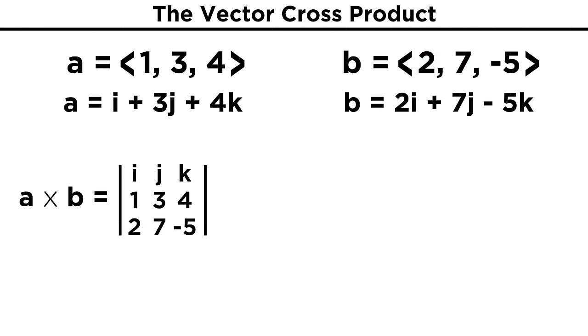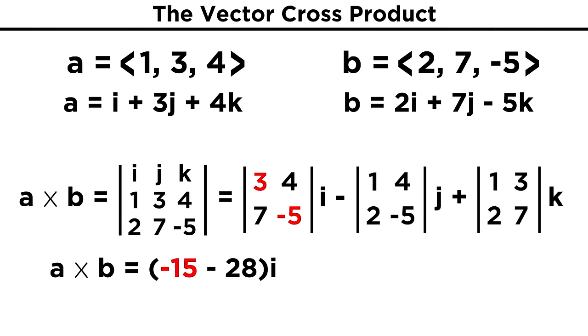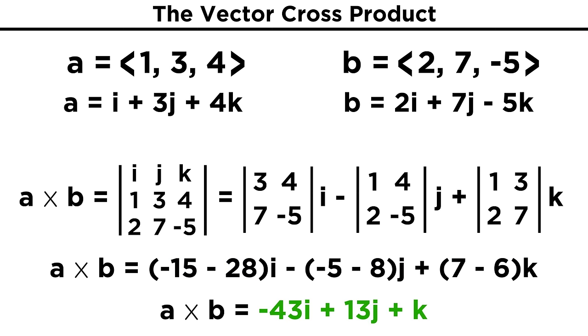We know how to get the determinant of a 3x3 matrix, so this is no problem. We just get i times the determinant of this 2x2 matrix, minus j times the determinant of this one, plus k times the determinant of this one. Now we can find each of these determinants. First we have negative 15 minus 28, then negative 5 minus 8, and then 7 minus 6. Simplifying and combining with the unit vectors, we are left with negative 43i plus 13j plus k. So we can see how, using determinants, we have found the cross product of these two vectors, which is another different vector.